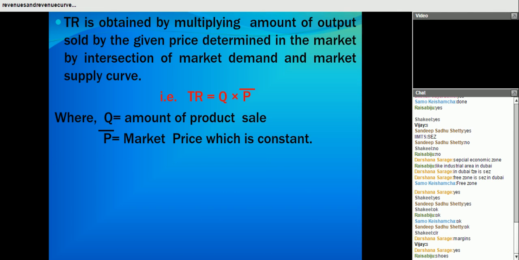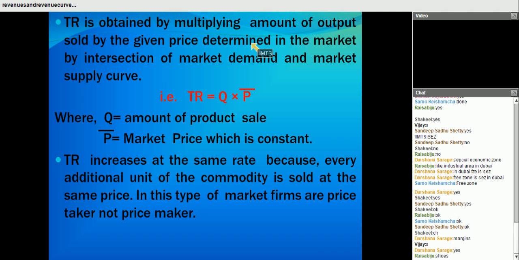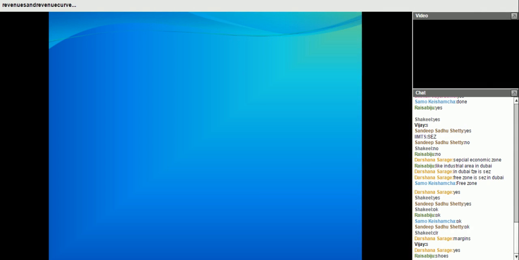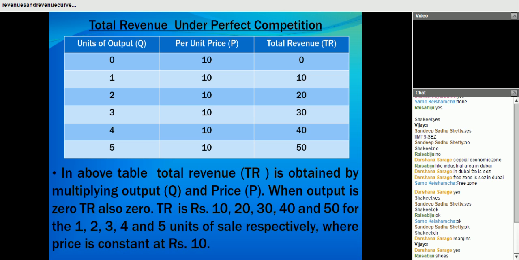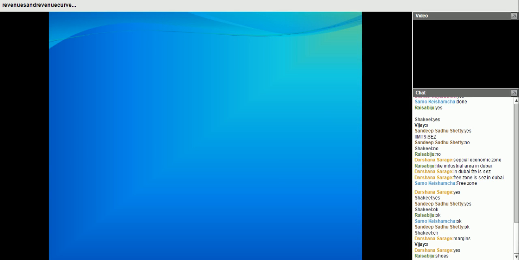Now this is the formula which we have already discussed. Total revenue increases at the same rate because every additional unit of commodity is sold at the same price. So in this type of market, the firms are price takers, not price makers. That we have already discussed. Now here is a table to explain that. Now you can see 0 units, this is the per unit price. For 1 unit it's 10, for 2 it's the same. Now total revenue for 1 unit is 10, for 2 units it's 10 into 2, 20, 10 into 3, 10 into 4, 10 into 5. So the total revenue is constantly increasing. Now if we put it on a graph, how is it going to look?